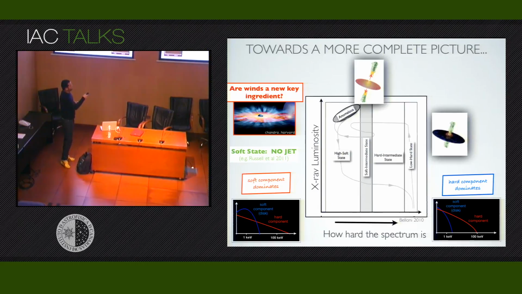So, for instance, are these winds sweeping away the matter that goes into the jet, or are these winds always present, but we are not able to see them in the hard state because the matter is really ionized? So this seems a new and exciting ingredient in the accretion picture.